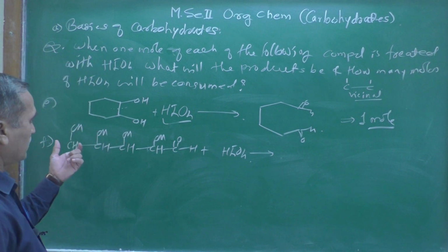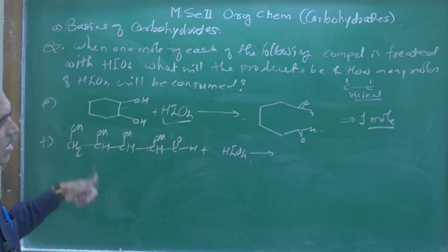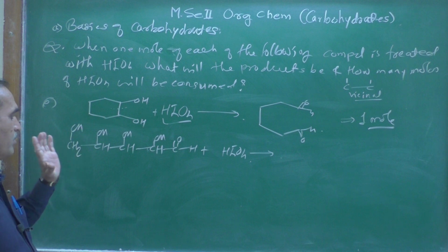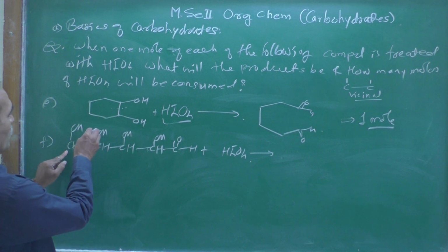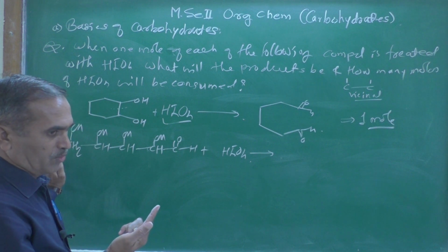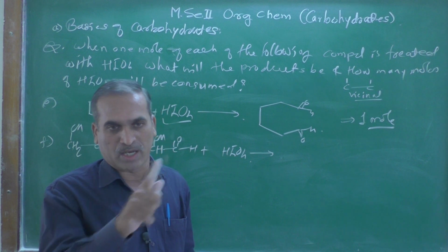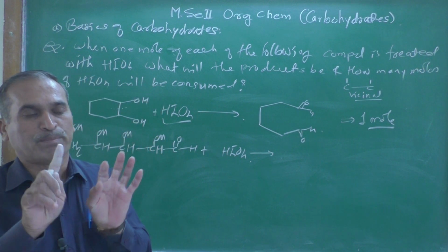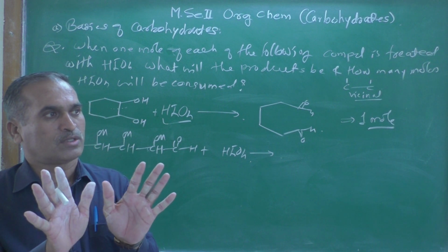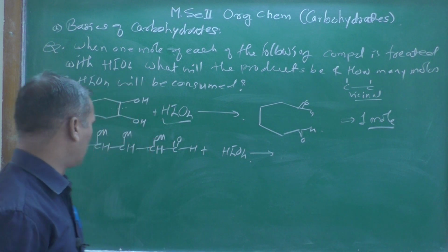Look at the oxygen atoms, whether they are in a hydroxyl or in a carbonyl, they are adjacent to each other. Now how do we count, how do we find out the number of HIO4 consumed in the molecule? The bond is cleaved between the adjacent groups, where the 2 hydroxyl groups are.